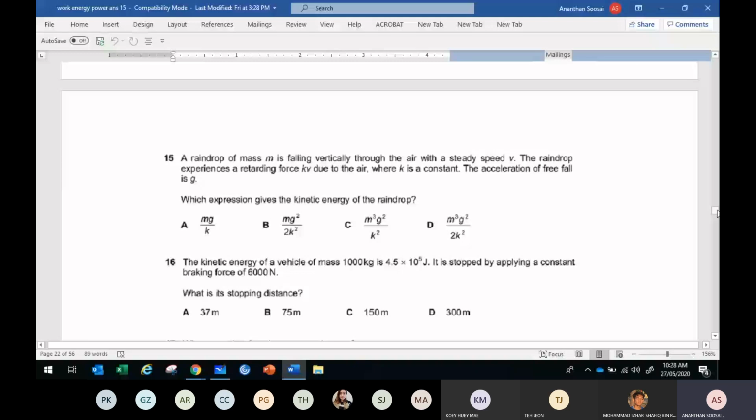Retarding force means force opposing the movement, like air resistance. So the force acting up opposing the movement is kV. K is constant, v is the speed. Okay. But the acceleration of free fall is g. Which expression gives the kinetic energy of the raindrop at that moment? Okay, so one of you said D. Yeah, this got D also. Is it D?